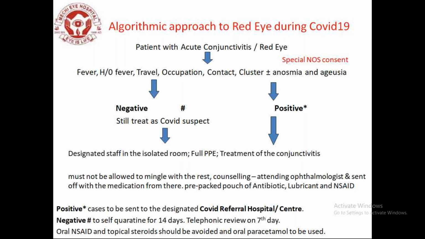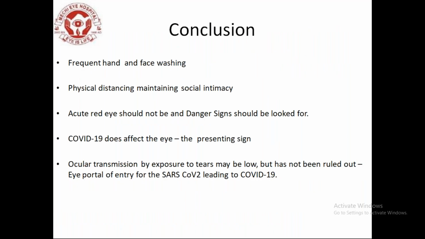So in conclusion, there should be frequent hand washing and face washing, physical distancing, maintaining the social distance. Acute red eye should not be ignored, and danger signs should be looked for. COVID-19 does affect the eye, and maybe the conjunctivitis may be the presenting sign. So we should take due precautions.